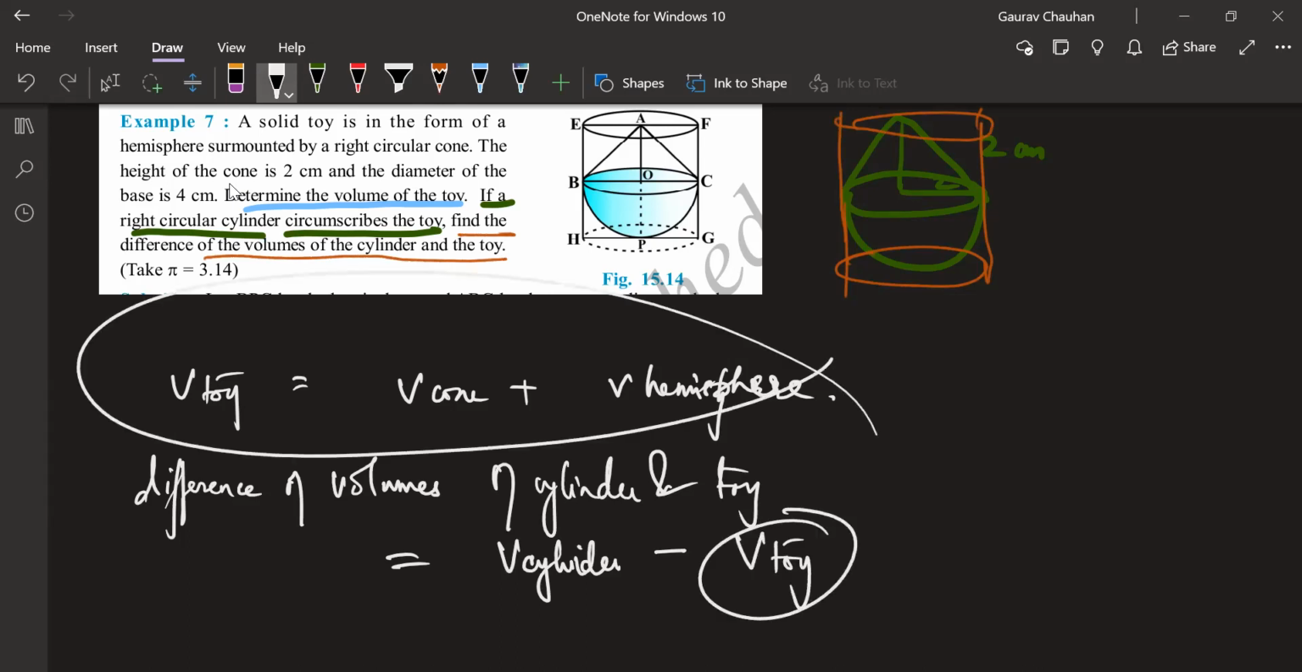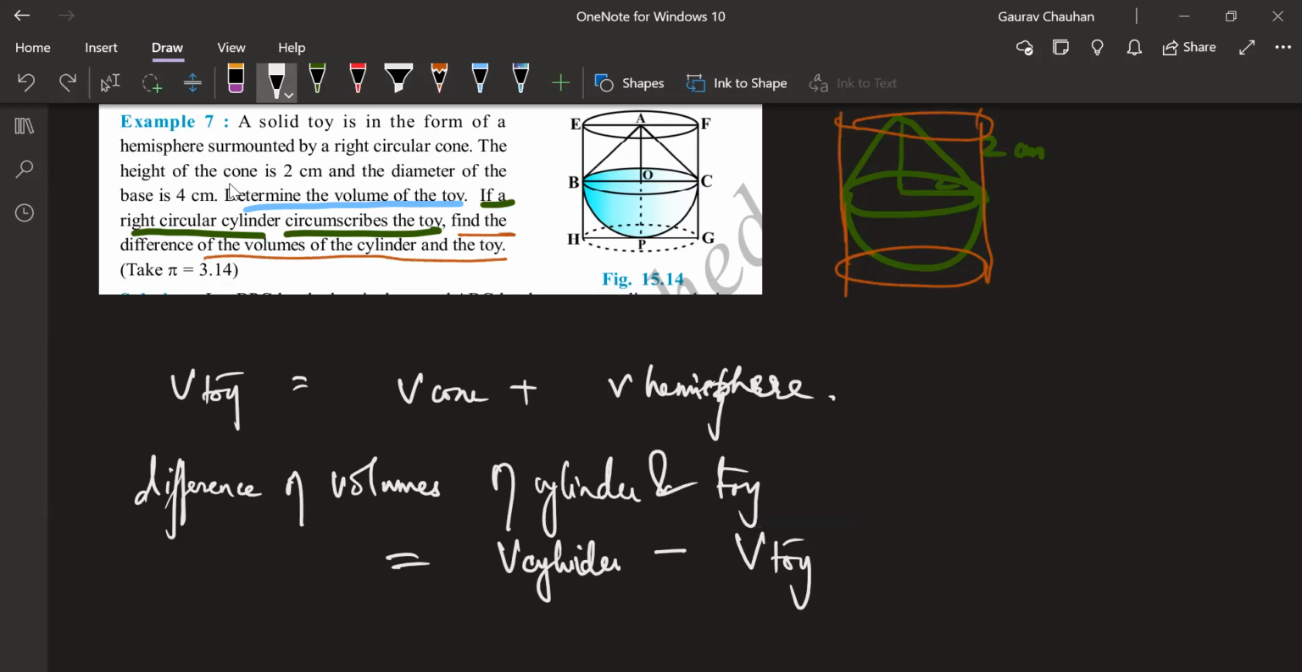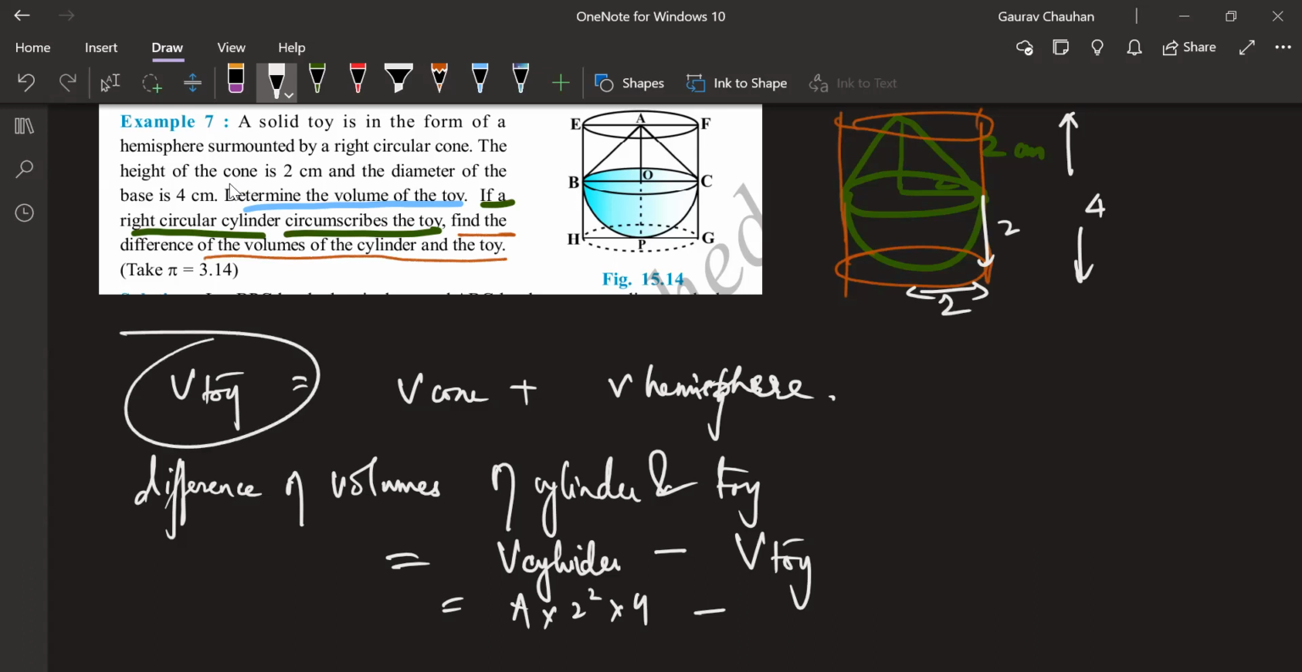Volume of toy you have already found here. Volume of cylinder is pi r square h. Let's just remember what is h in case of cylinder. This 2 plus this 2. 4 is h in case of cylinder. And r will be the same too. So here we have pi into 2 square into 4 minus volume of toy, whatever you get here. Okay with that? Any questions? Dilruba?